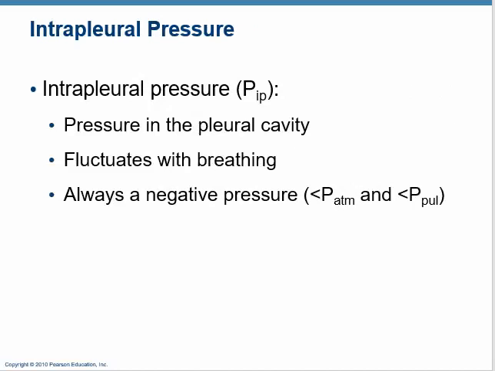But there's another pressure we have to be concerned about, and that's the pressure in the pleural space, in the pleural cavity. And that's the intrapleural pressure. Now, that's going to fluctuate with breathing as well. But it's always, for a bunch of reasons, a negative pressure. It's always less than the pulmonary pressure, and it's always less than the atmospheric pressure in a healthy person. If it equals atmospheric pressure, then we end up with lung collapse and atelectasis.